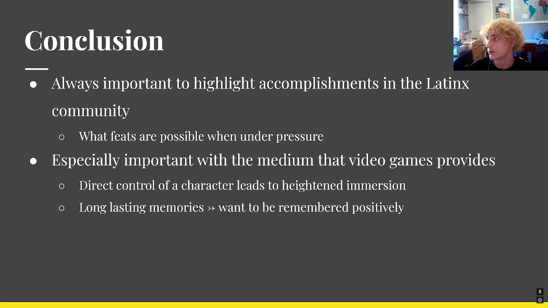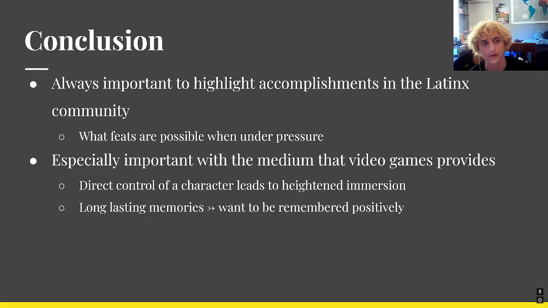And in terms of conclusions and wrapping up why this is so important to the community, number one, Latinx people are massive consumers of video games, so it's very important that they have proper representation. I think it's always important to highlight accomplishments that the community has made, especially what the Godot developers have done. They were in 2009 Argentina, which was both politically and economically unstable. So it's always important to highlight feats that are possible under immense outside pressure.